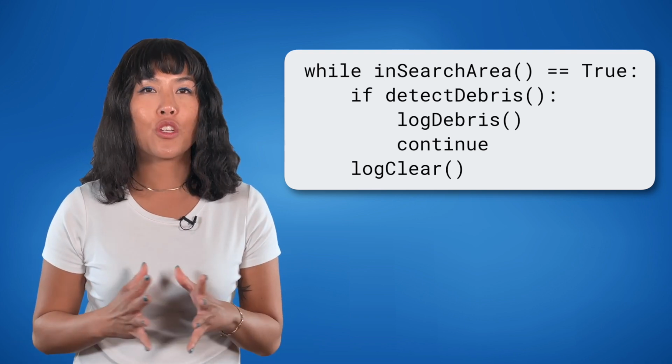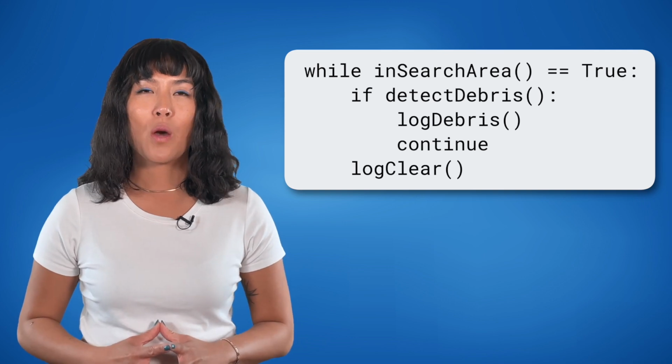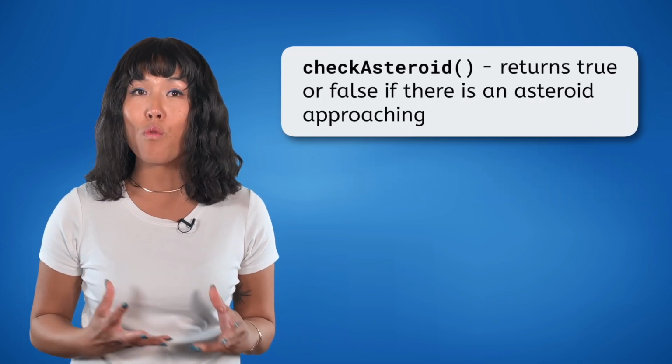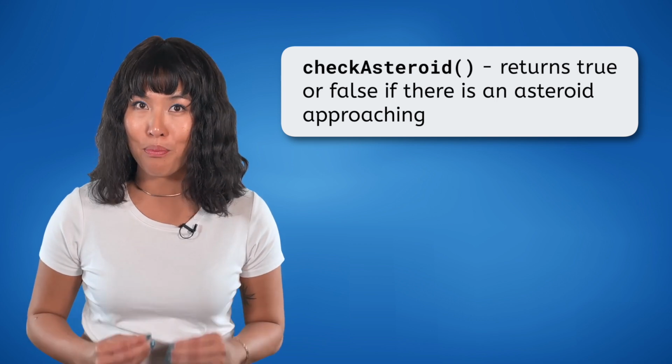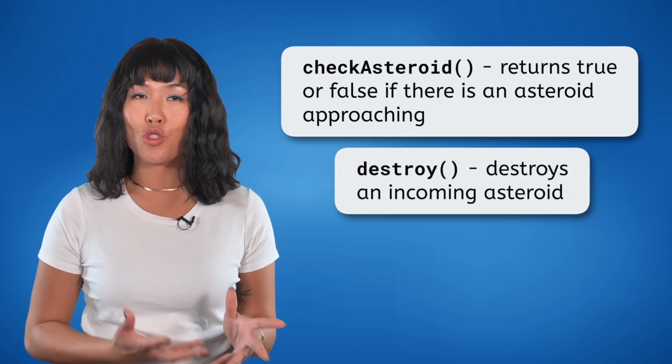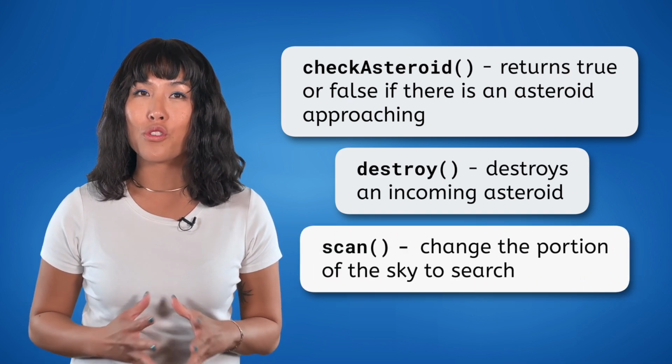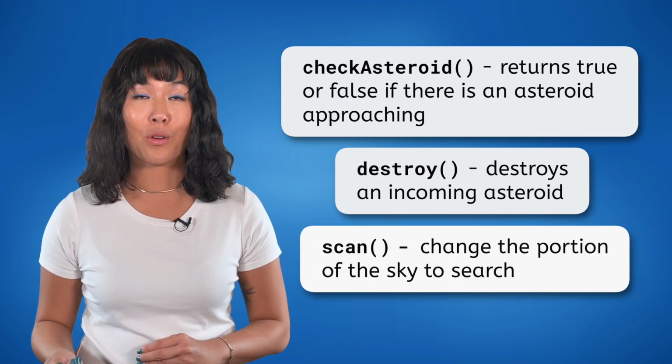We are developing a new asteroid sentry system. We have these 3 functions to utilize. Check asteroid returns true or false if there is an asteroid approaching. Destroy will destroy an incoming asteroid. Finally, scan sky will change the portion of the sky to search.